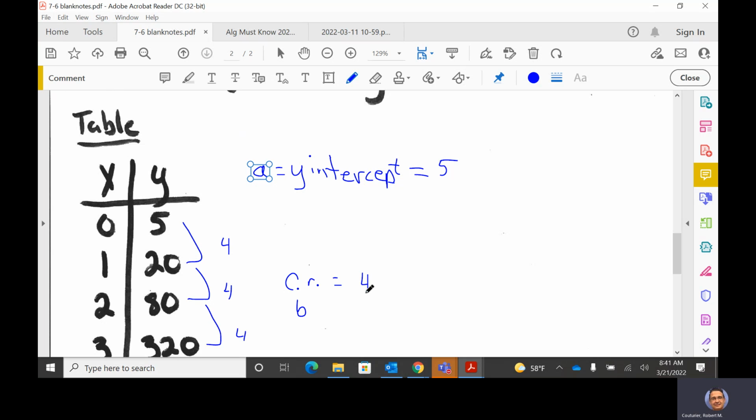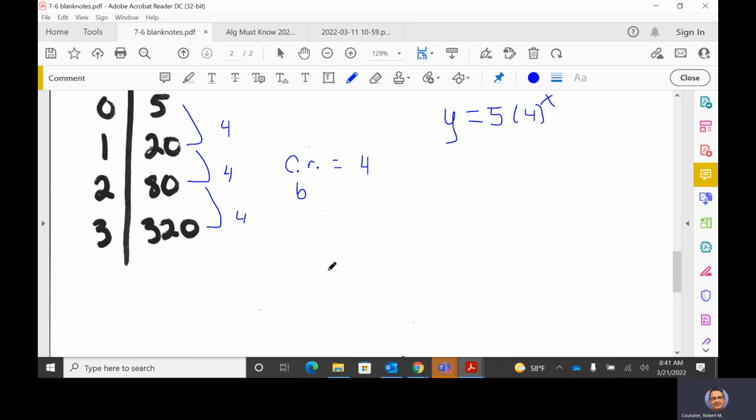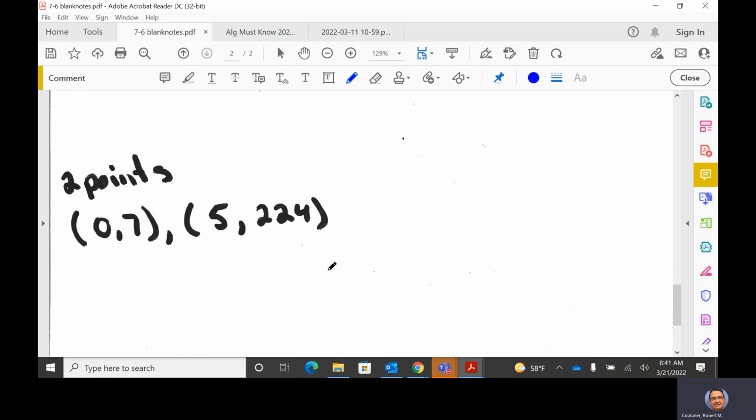And you can write your equation. Y is equal to 5 times 4 raised to the power of x. That's simple from a table of values, especially when they give you this right here. All right. The next way they can do it is, what if they give us 2 points?